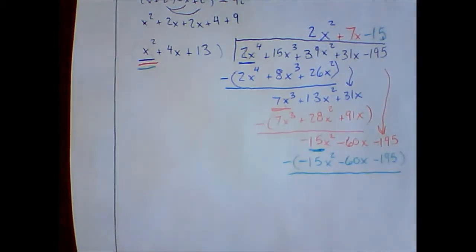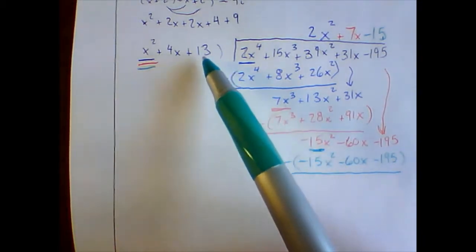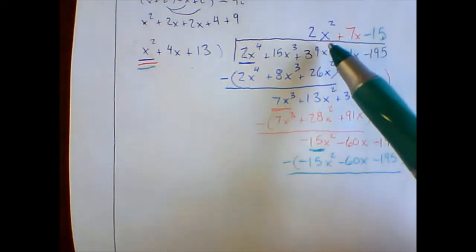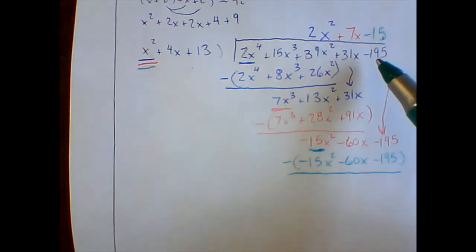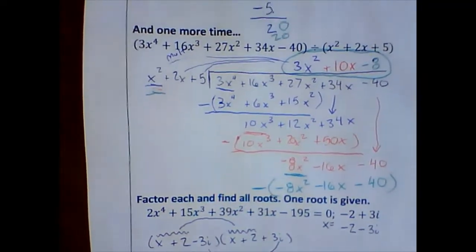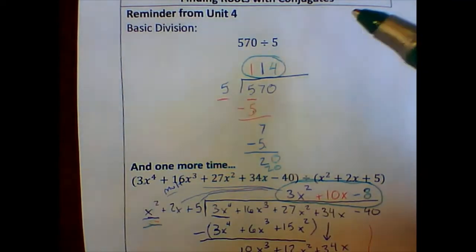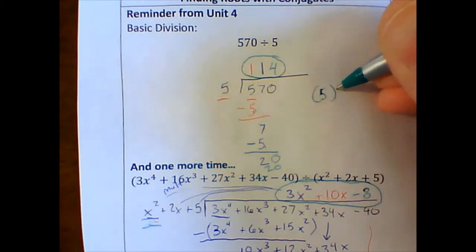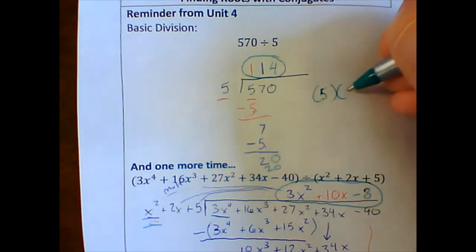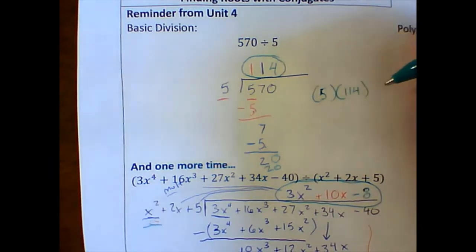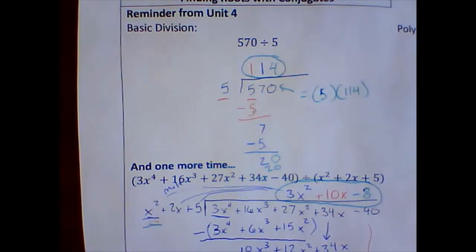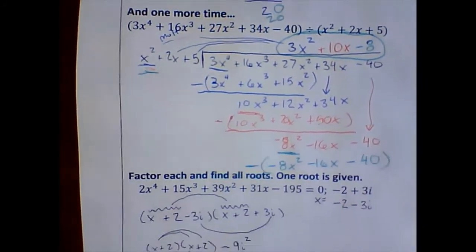Okay, so this answer that we have on top, if you times that answer, the 2x squared plus the 7x minus 15, with the thing on the left, you should get the original polynomial. So go back to the basic one. If you take that 5 and you times it by the answer from the top, 114, you get the original 570. Same thing's going on here.